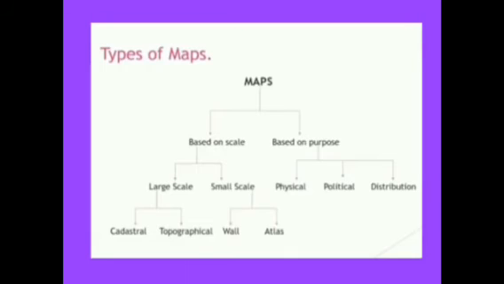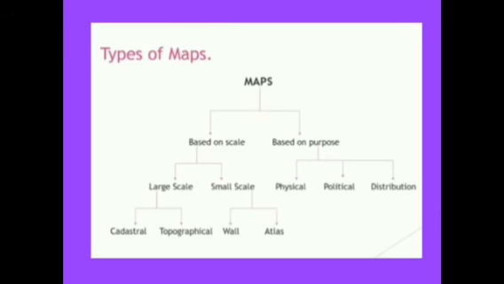Large scale maps represent small areas and they are divided again into cadastral and topographical, whereas small scale maps represent large areas, worldwide, continents or countries. They are of 2 types, wall map and atlas maps. Wall maps are larger in size than the atlas. They are used as teaching aids in the classroom. They show general and important features such as political divisions, political features, etc.